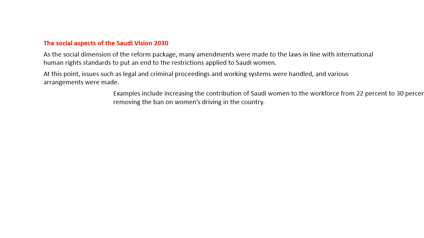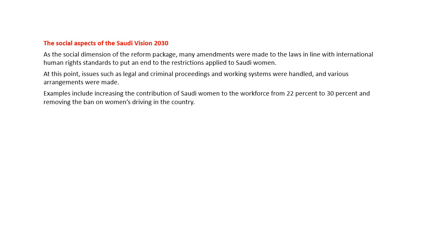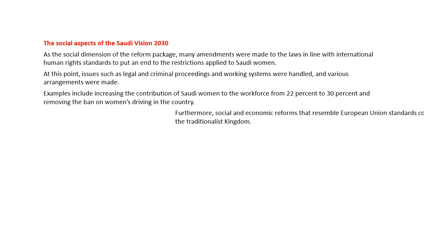The social aspects of the Saudi Vision 2030. As the social dimension of the reform package, many amendments were made to the laws in line with international human rights standards to put an end to the restrictions applied to Saudi women. At this point, issues such as legal and criminal proceedings and working systems were handled, and various arrangements were made. Examples include increasing the contribution of Saudi women to the workforce from 22% to 30% and removing the ban on women's driving in the country.